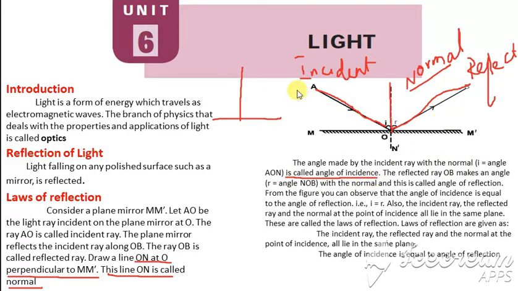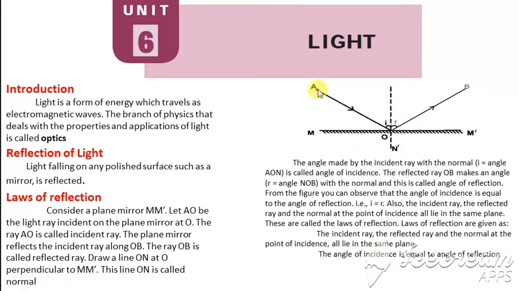Next, the angle made by the incident ray with the normal is called the angle of incidence. This is the incident ray, and this is the normal. The angle between these two is called the angle of incidence. Similarly, the angle between the reflected ray and the normal is called the angle of reflection. From the diagram itself we can see that this angle and this angle are equal. So the angle of incidence is equal to the angle of reflection, i is equal to r.